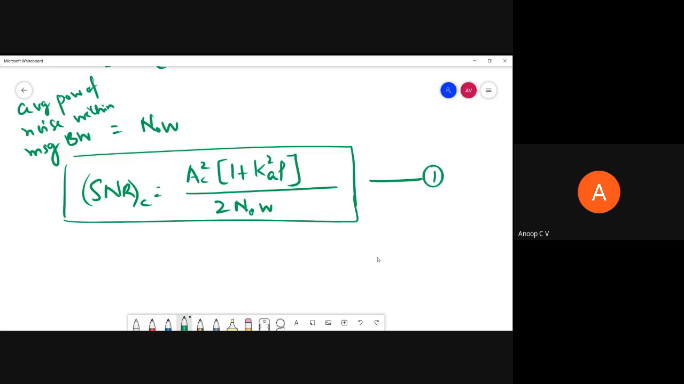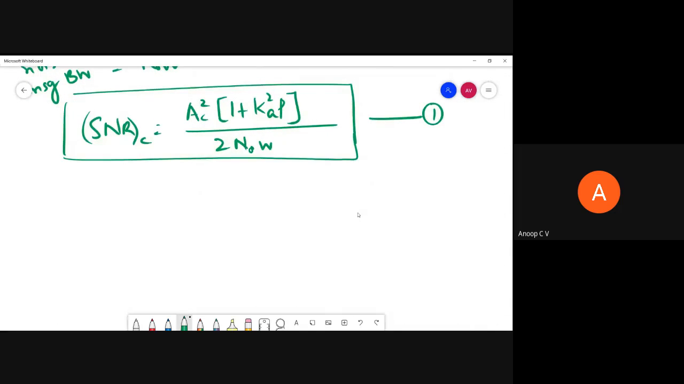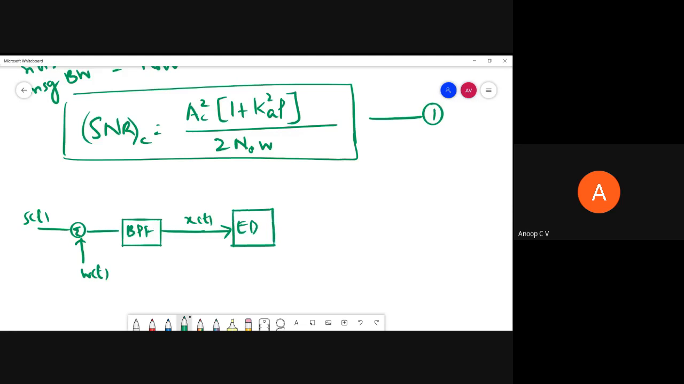Right. So once again, we'll just remember what our system model was. We had W of t getting added with S of t. This is being passed through a band pass filter. Here we'll get X of t. This X of t is then passed through an envelope detector, and then here we are getting the output, that is Y of t.